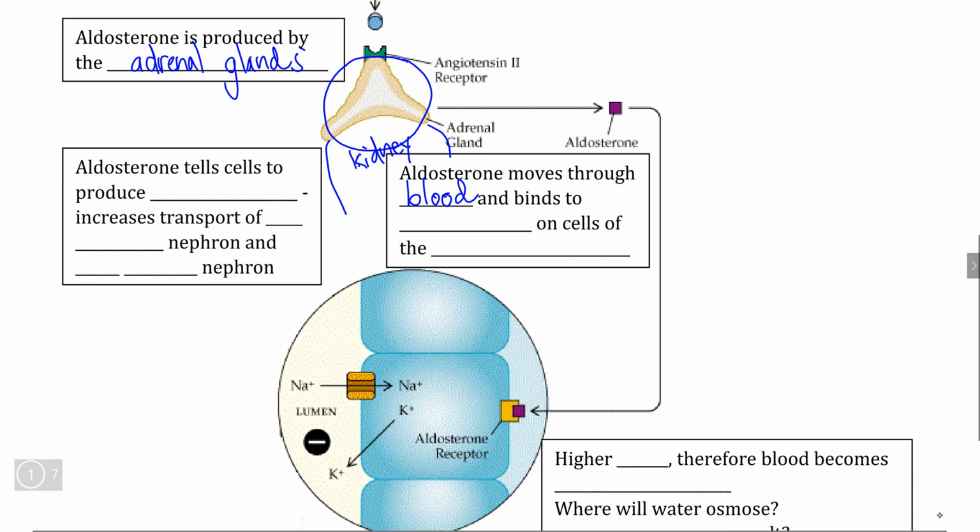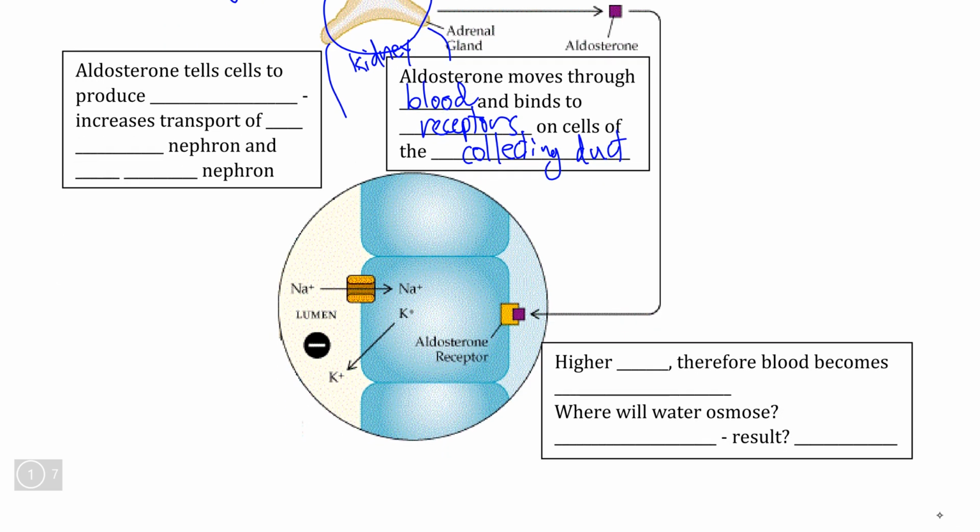So once aldosterone has traveled from the adrenal glands to the blood, it is going to bind to specific receptor proteins that we find on the surface of cells of the collecting duct. And again, the significance of this is because the collecting duct is the final location where the balance between salt and water in the urine and blood is able to be regulated. So think of the collecting duct as the last available opportunity to balance between the two.